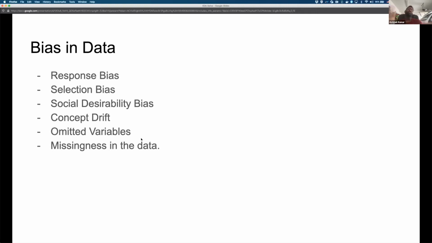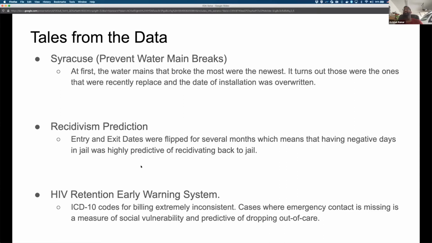But had you not known that, you could have made a bad causal inference that people that have asthma are less likely to be hospitalized for the flu. And then also just understand that there is a pattern in the missingness of your data. So then this is just like tales from the data of projects that I've worked on.